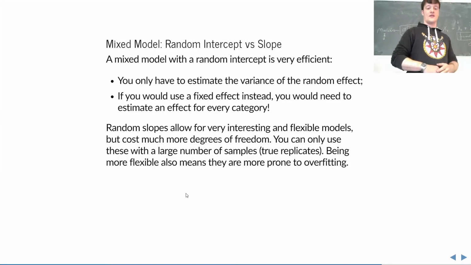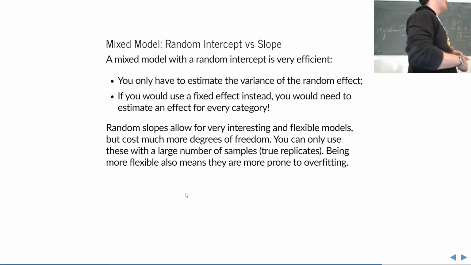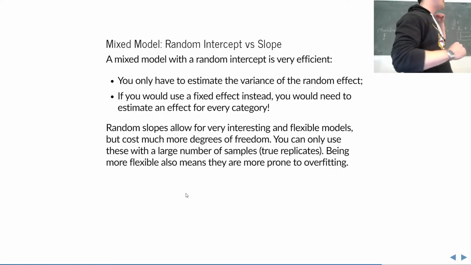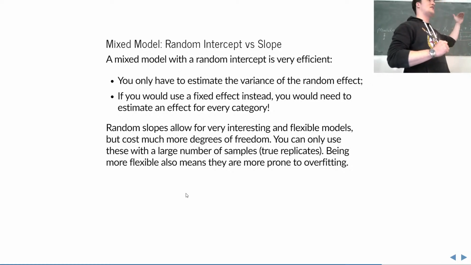Okay, a mixed model with a random intercept is very efficient. We don't really go into the details of the math of why it is efficient, so just take my word for it. But if we only have to estimate a variance in the intercept, it is very cheap to estimate, very simple to do, so it's a very efficient model, has a lot of power. If you use a fixed effect, you would have to estimate a separate effect for every category, so it costs way more degrees of freedom.